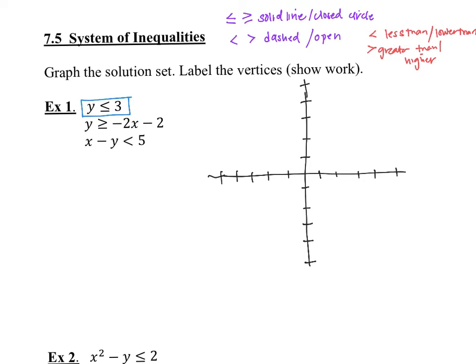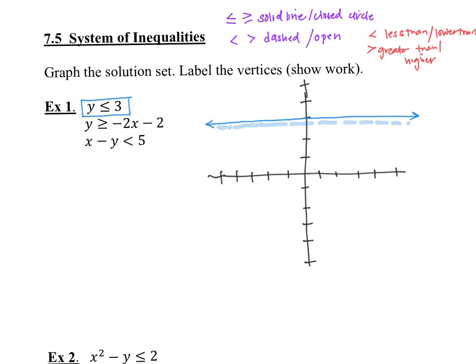Okay, y is less than or equal to 3. Y equals 3 is a horizontal line at y equals 3. It's less than or equal to, so it's going to be a solid line. I'm not going to fully shade it right now, but I'm going to keep in mind which way it's going to go. Since it's the values of y that are less than 3, it's going to be on the lower side of the line. You might want to shade it lightly to give you an idea, but it's going to be below.